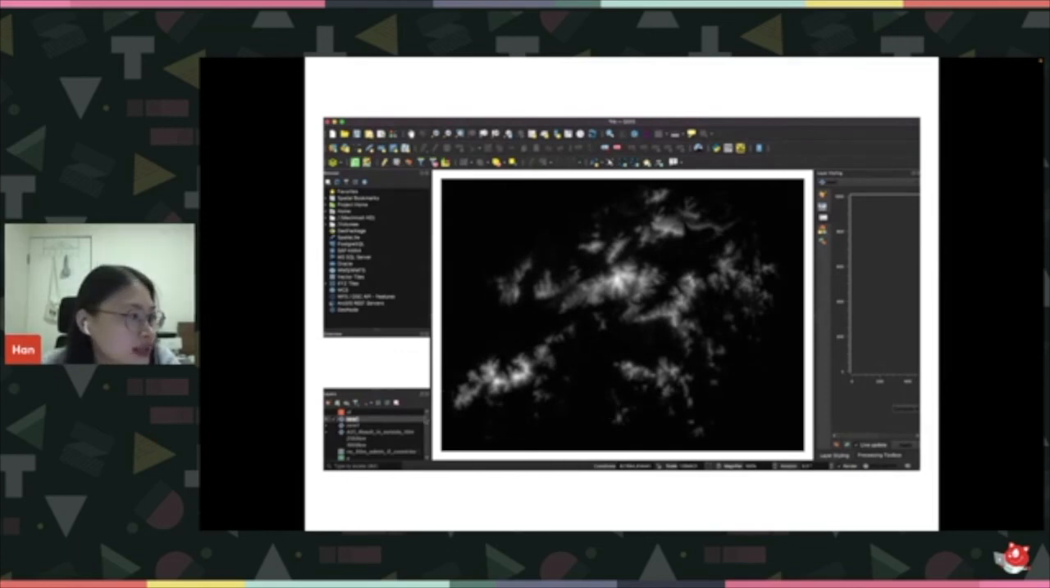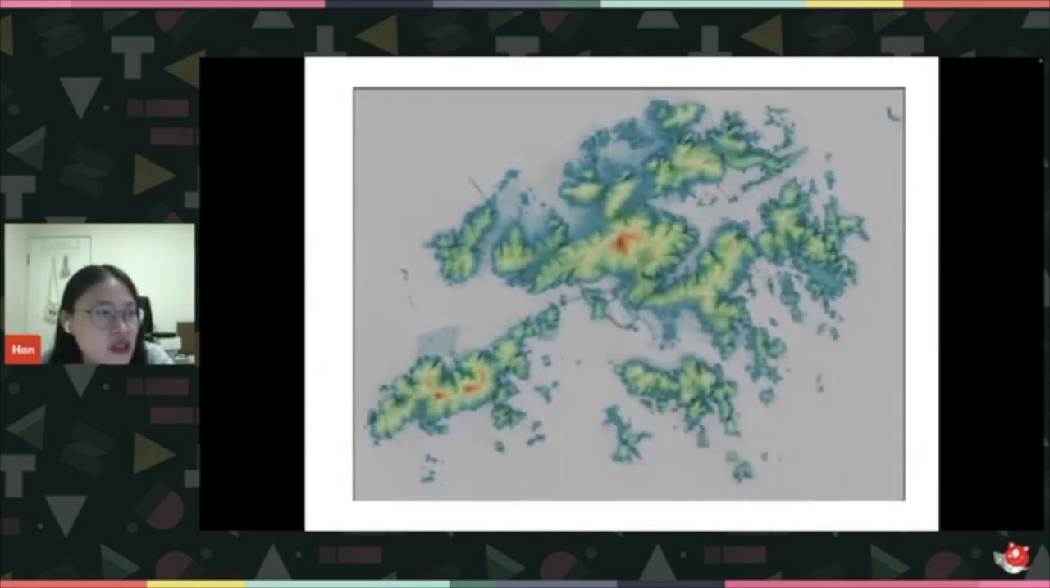I got this nice TIFF file from the government website. It's the digital elevation TIFF. Here, you can see all these highlighted areas are the mountains. The little dots here have the highest elevations. After I processed it in QGIS, I set up the ranges, created a legend, and then imported it into Blender. It's very easy to create elevation to show people what the terrain is like in Hong Kong.